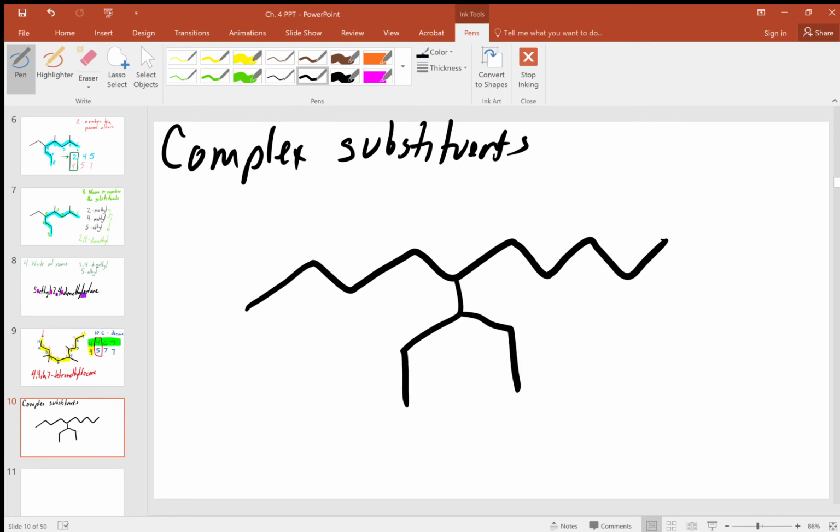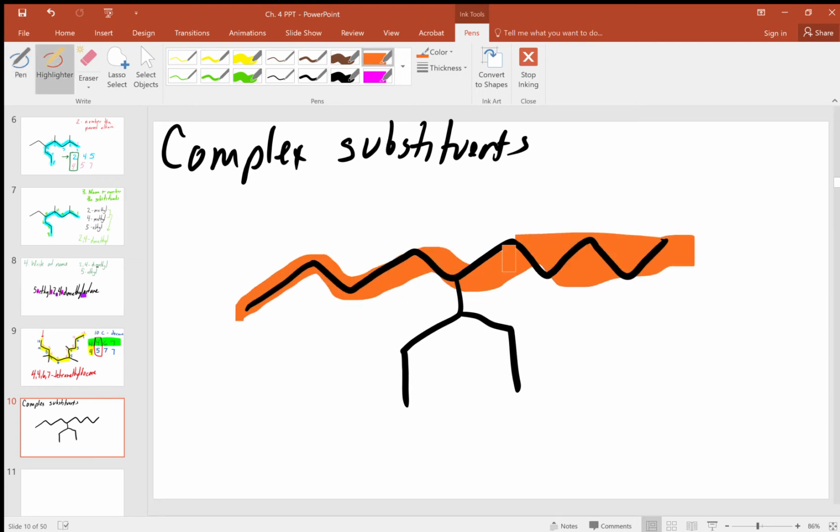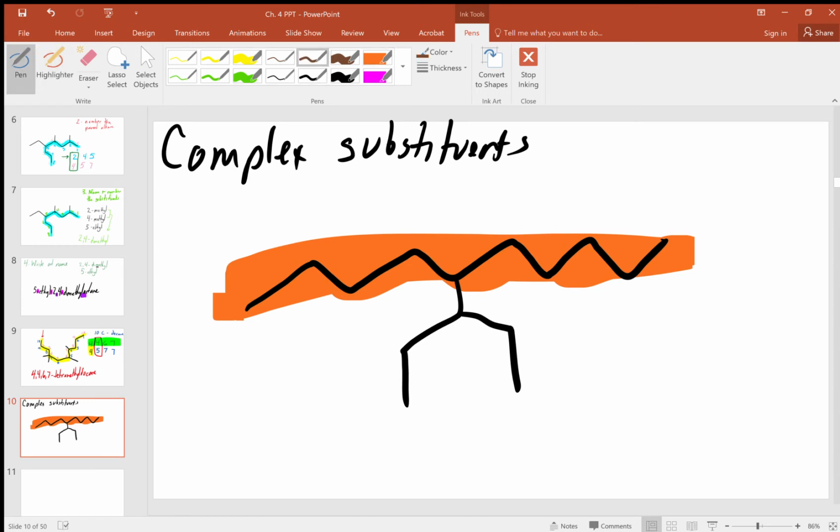So what about this substituent here? We can see in this molecule that our parent chain is going here. So our parent chain here is 10 carbons, which would make this decane. And in order to get the lowest possible number for that one and only substituent, we would number in this direction. But what would we call this?